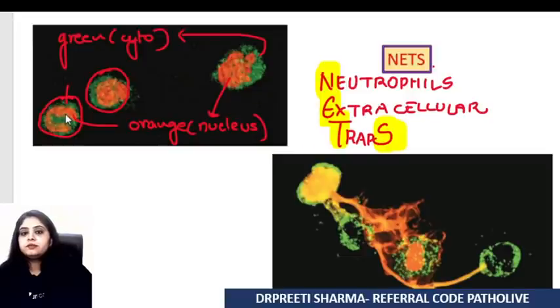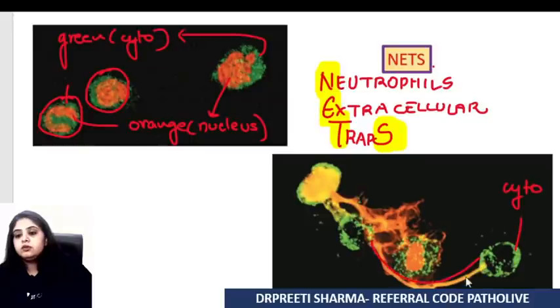So over here everything seems pretty much fine. But when I go here, the green color cytoplasm is as it is, but do you see the orange nucleus inside? No. The nucleus has all gone out. The nucleus has gone out. It's making a trap over here.